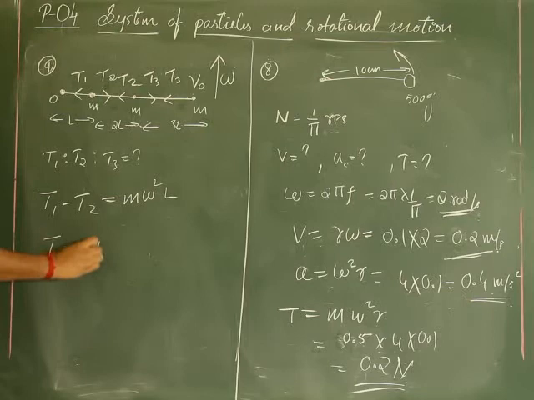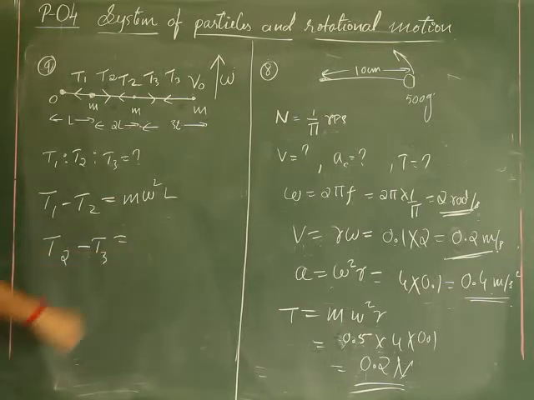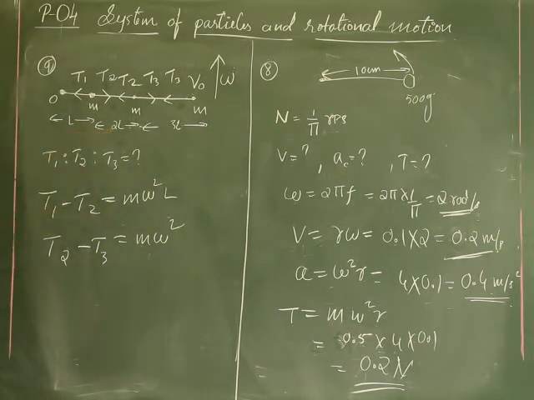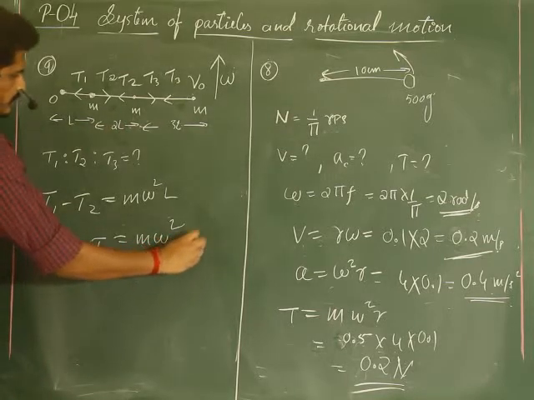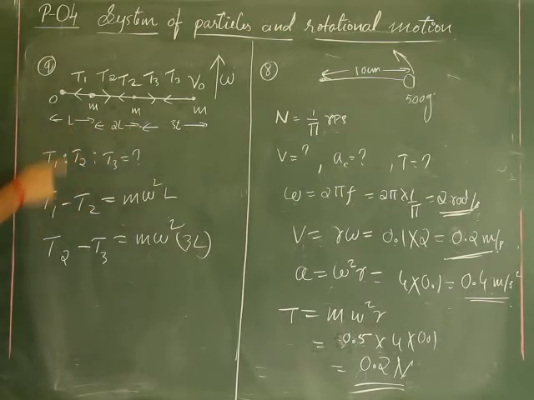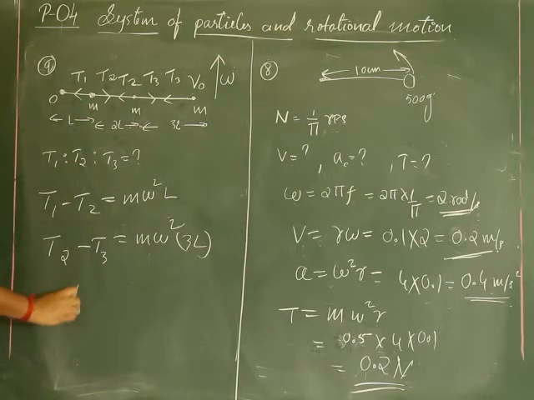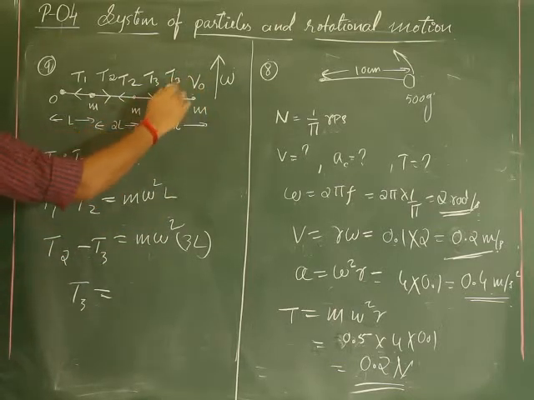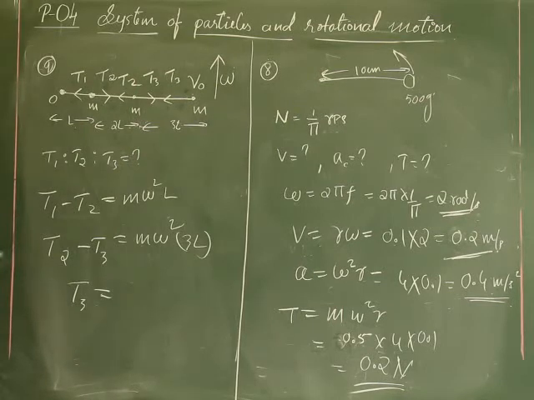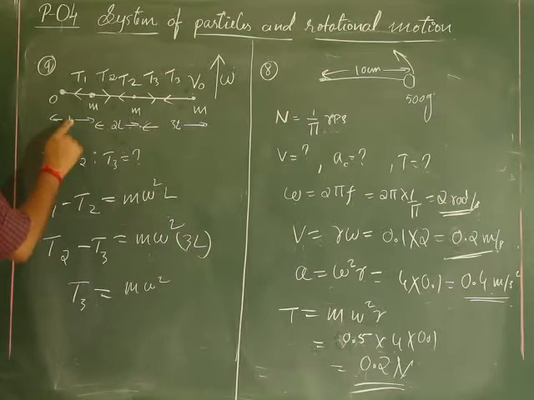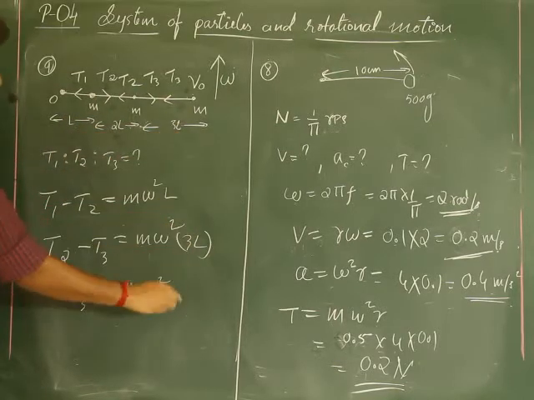Next, T2 minus T3 is equal to M omega square times the distance between them, L plus 2L, total 3L, correct? From here to here, 2L plus L, 3L. Last, T3, because one more T4 is not there. This is the end, because nothing is there to subtract again. T3 minus T4, nothing is there. So T3 is equal to M omega square times L plus 2L, 3L, again 3L, total 6L.